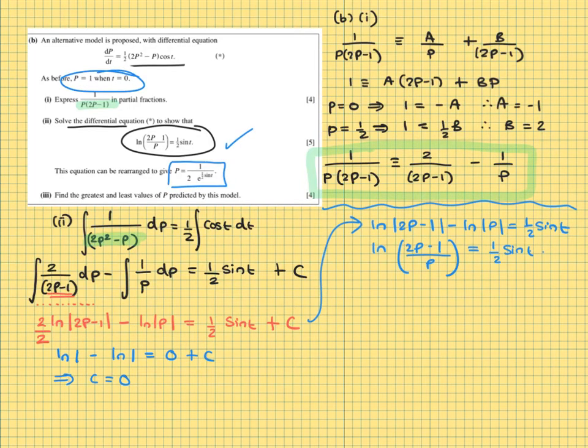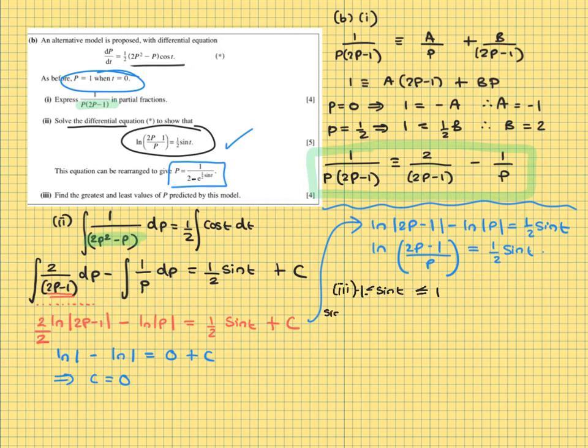Find the greatest and least values of p predicted by this model. Now, it looks like something's missing here from the question. It should be t subtract e to the half sine t there. So we want to try and find the maximum and minimum values of p predicted by this model. So let's think about the values of sine t. Sine t can be between 1 and negative 1.